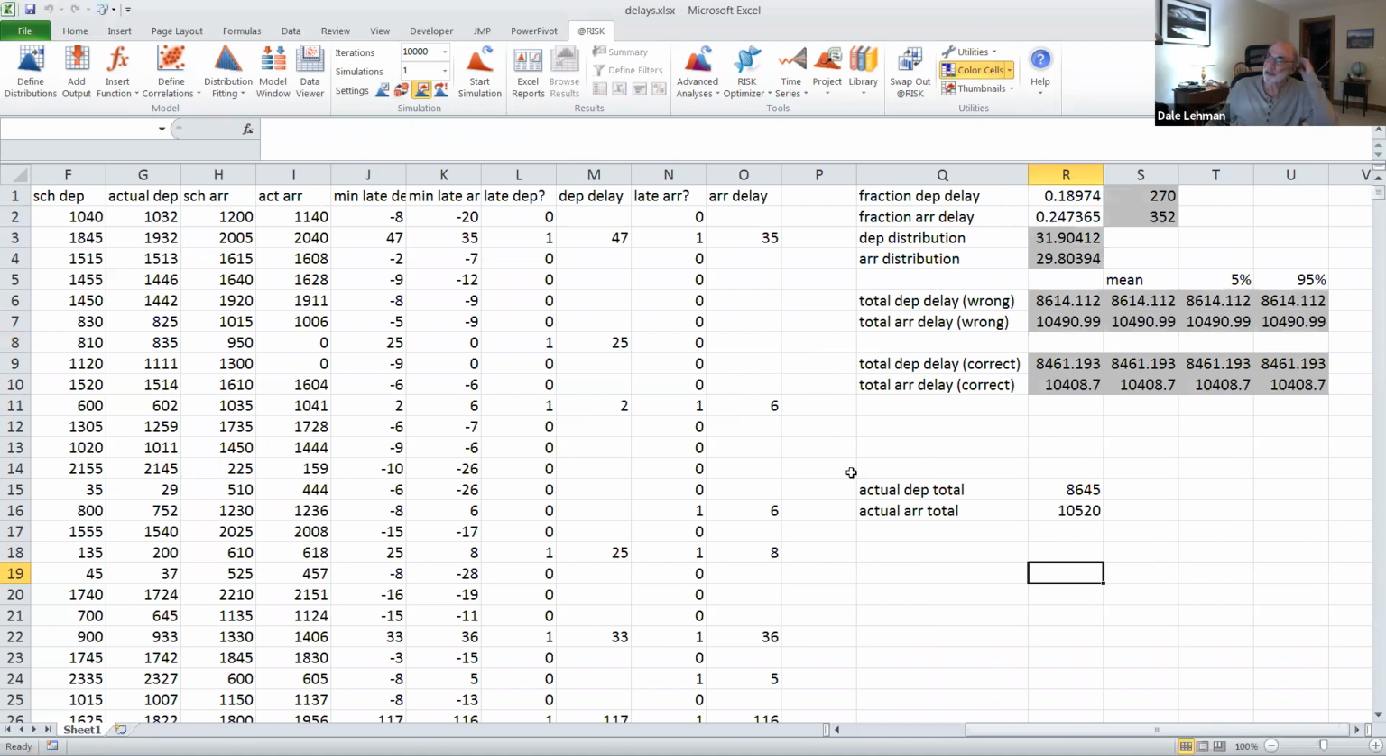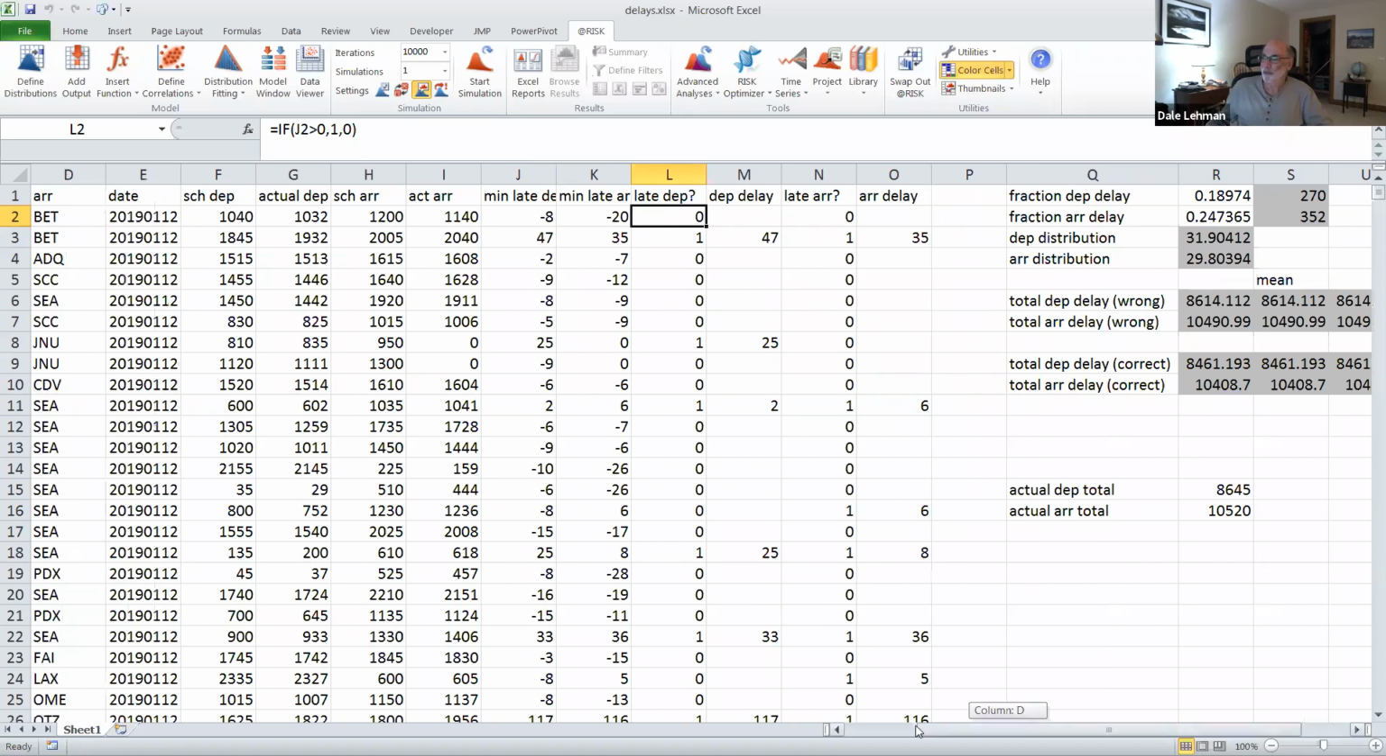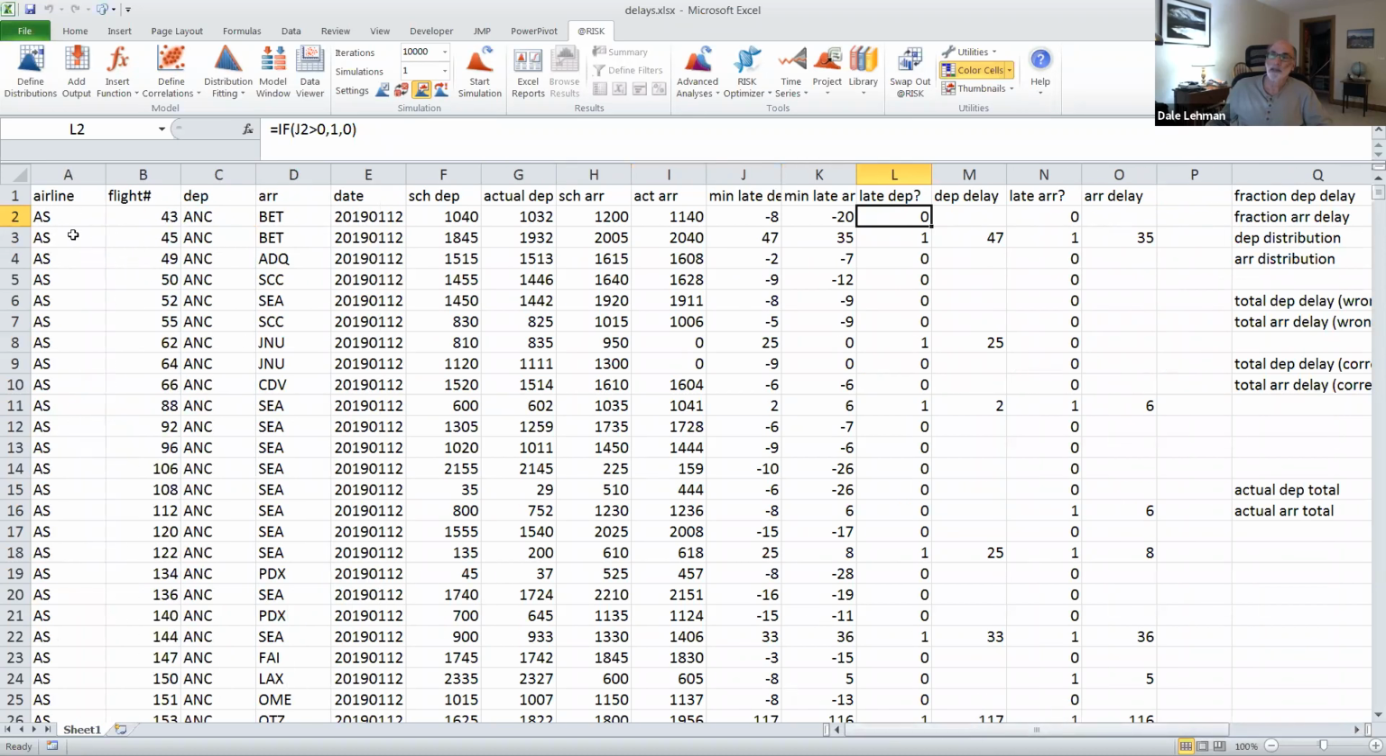I downloaded the actual departure information for flights from Anchorage in January 2019. It shows all of the flights from Anchorage in that month. It shows what airline it was, the flight number, where it was going to, the date, the scheduled departure, the actual departure, the scheduled arrival time, the actual arrival time, how late it departed, negative numbers mean it departed early, how late it arrived, negative numbers means it arrived early.